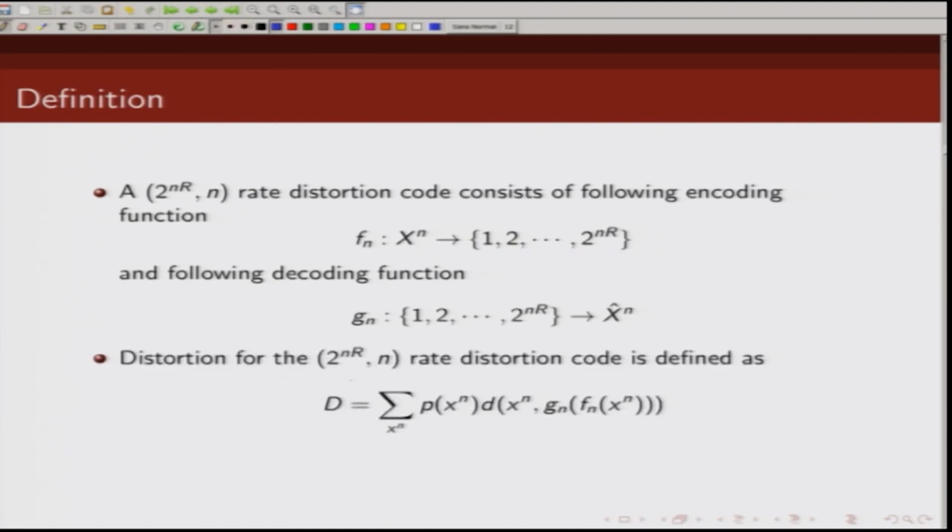Now, distortion for a rate distortion code is defined like this. So, this is the distortion measure between the source sequence and the reproduced sequence, which I can also write as x^n hat. So, this is basically the average distortion between x of n and x hat of n.